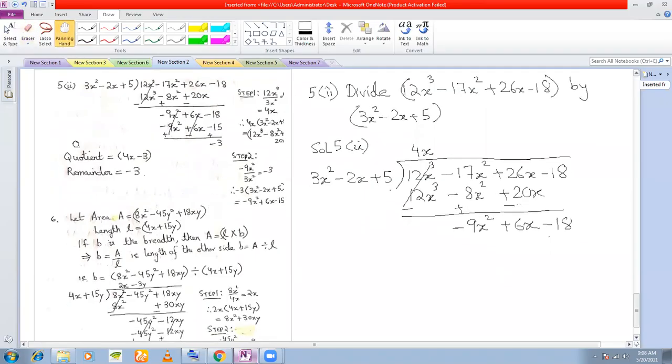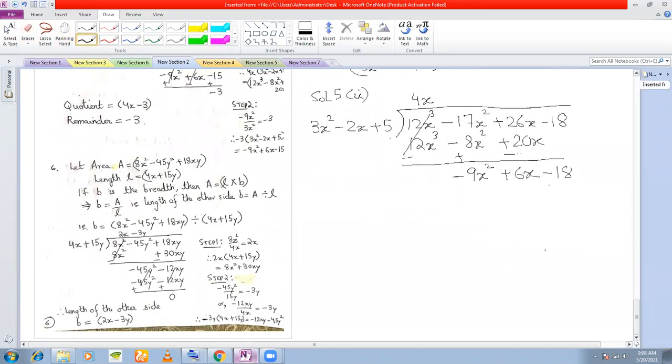Now let's see the leading terms. What is the leading term here? Minus 9x square of the dividend. What is the leading term here? 3x square. Divide them. The x square will cancel. We simply get minus 3. So we write minus 3 on top. And this minus 3 you multiply with the divisor.